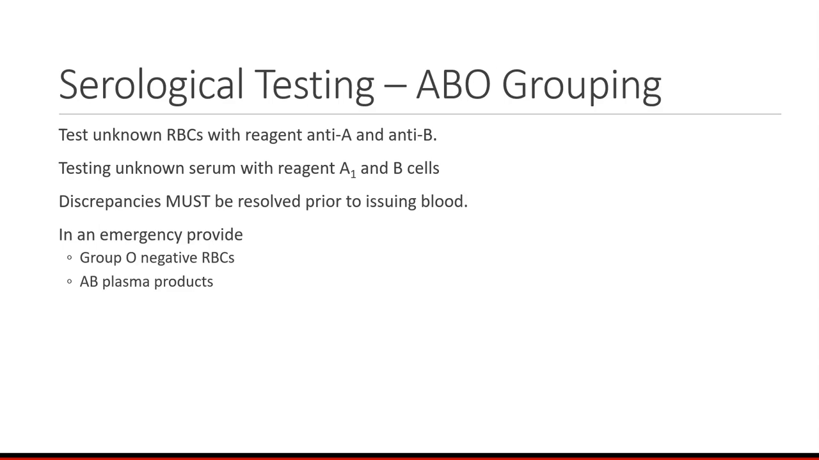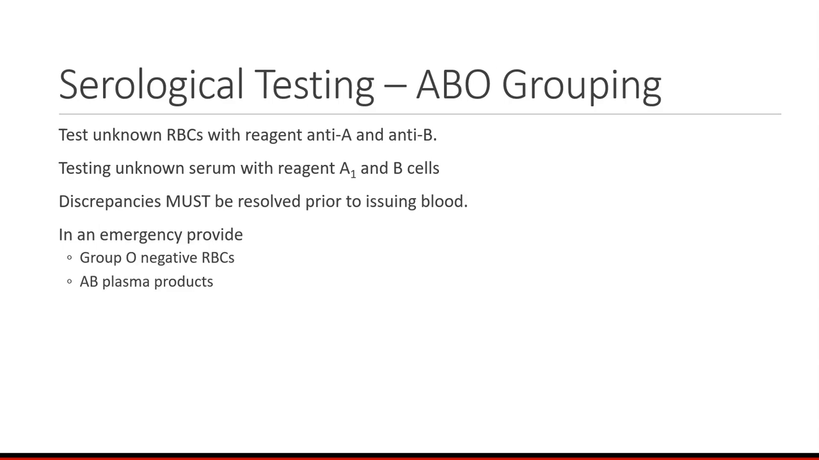The serological testing, most important test, of course, is the ABO grouping. And again, everything in the transfusion service, we have a known and an unknown in every test. So for the forward type, we have unknown patient cells that we'll test with reagent anti-A and anti-B. In the reverse or back type, we'll have the unknown patient serum tested with the reagent A1 and B cells. If there is a discrepancy, it must be resolved prior to issuing the blood.